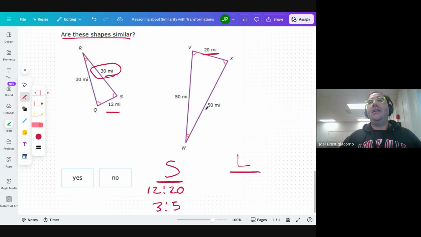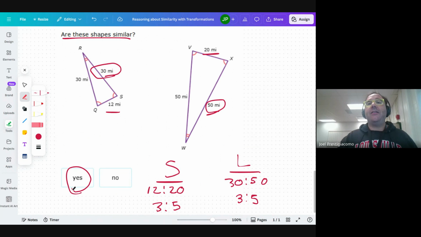And we can see that the longer sides here are going to be 30 to 50. Again, this is 3 to 5. We can divide each side by 10. So this is yes. Now we could have told this earlier as well, but we see the proof down the line. And we can look at, again, the ratio has to be the same across the figures.